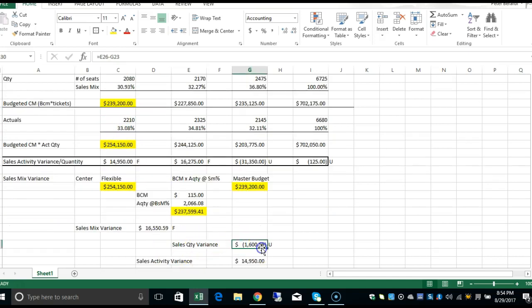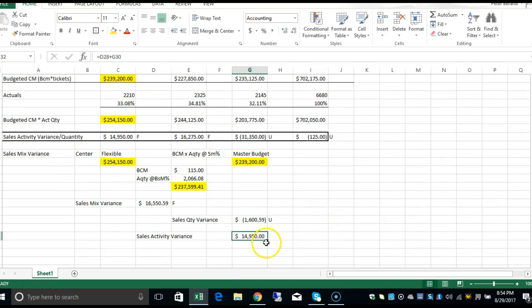However, on the quantity side, we should have sold 2,066 tickets based on the budgeted sales mix of 30.93%. We were budgeted to sell 2,080. So, based on that flexible budget, we sold less. So on a quantity variance, we have an unfavorable variance. But when combined, we have the 14,950 favorable variance, which we got from here.